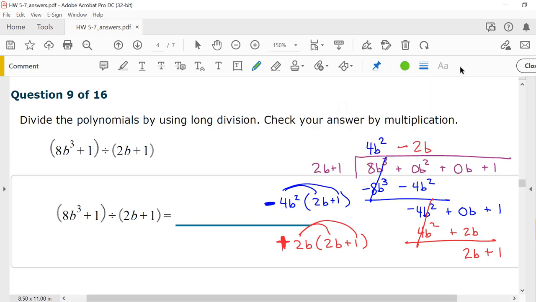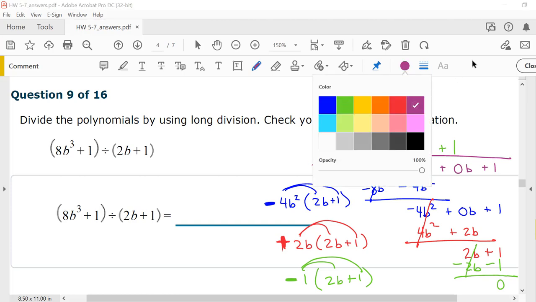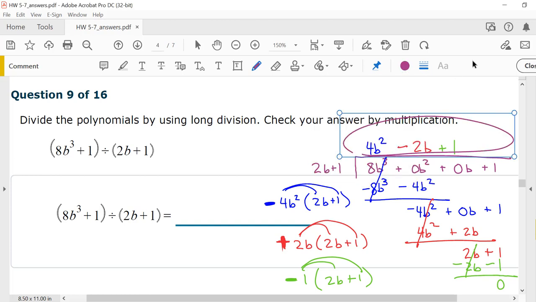2b times 1 gives me 2b, so I'm going to multiply everything by 1, 2b plus 1. But I want to subtract, so I get negative 2b minus 1, and again my remainder is 0. So the quotient is 4b squared minus 2b plus 1.